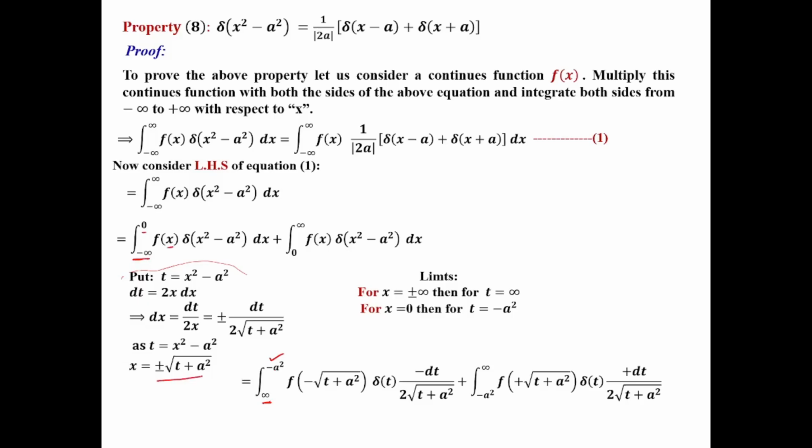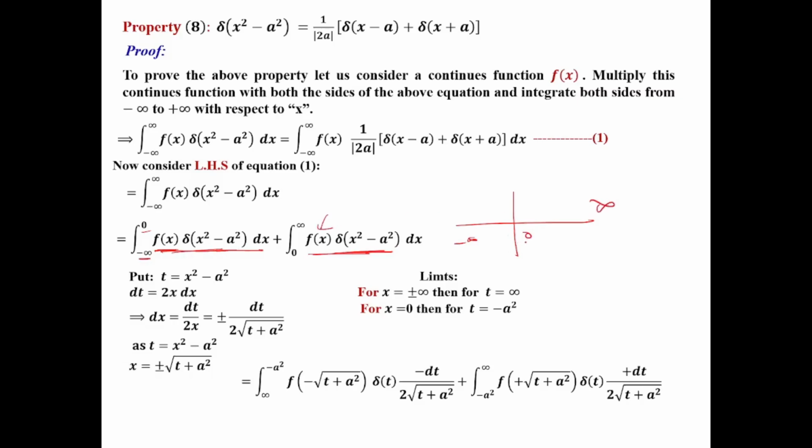The x value is how much? Plus or minus root over of t plus a square. Here I wrote minus root over of t plus a square. Okay, why is it? Here you can see this integral is in the range of minus infinity to 0. So for minus infinity to 0, this integral value we are going to consider, and this other integral exists from 0 to plus infinity.